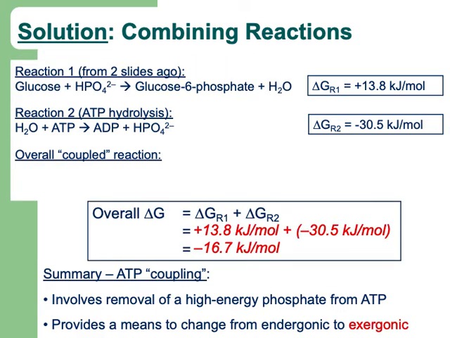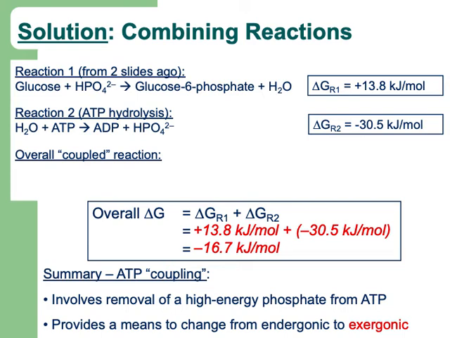Now, when we combine these 2 reactions, we can calculate the overall delta G. The delta G of reaction 1 is plus 13.8 kilojoules per mole. Then we add in the minus 30.5 kilojoules per mole of reaction 2. This makes a delta G of minus 16.7 kilojoules per mole. So we're combining these 2 reactions.